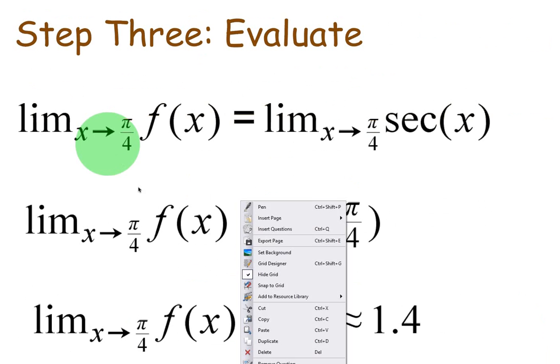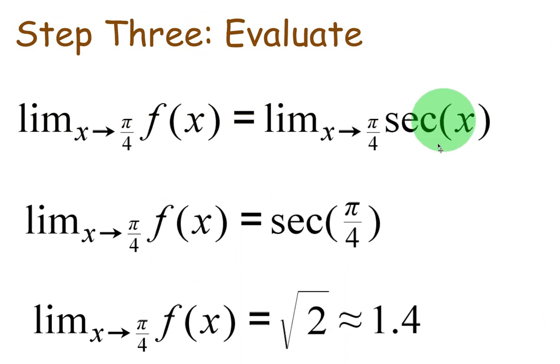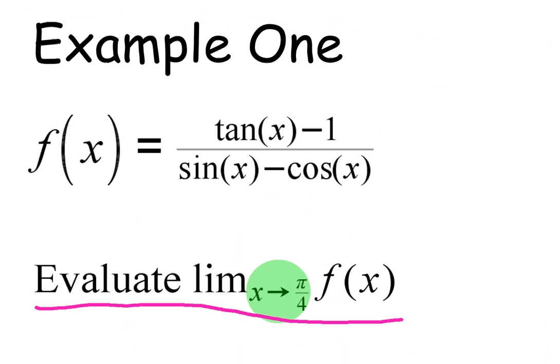So now we're going to plug in pi over 4 to secant. Secant of pi over 4 is square root of 2. It's the reciprocal of cosine, which is square root of 2 over 2. And that's equal to 1.4 approximately. So therefore the limit of our original function is approximately equal to, and I'll just write this right here, 1.4.